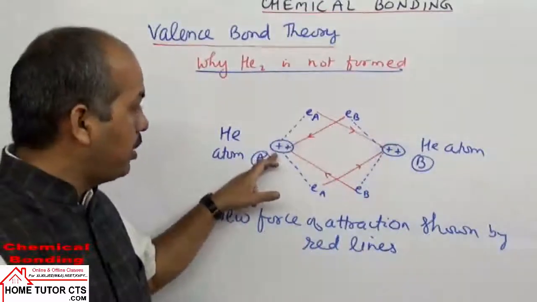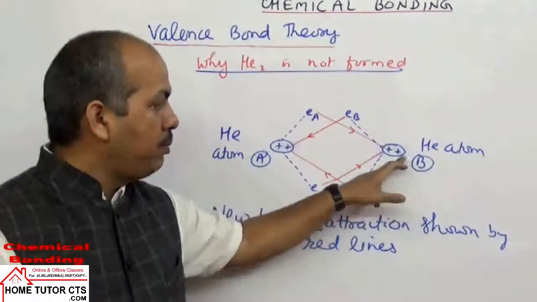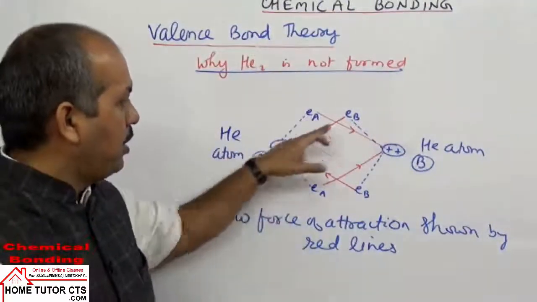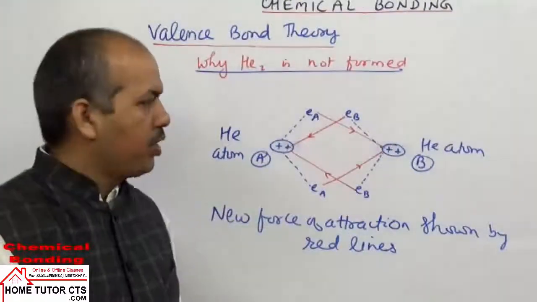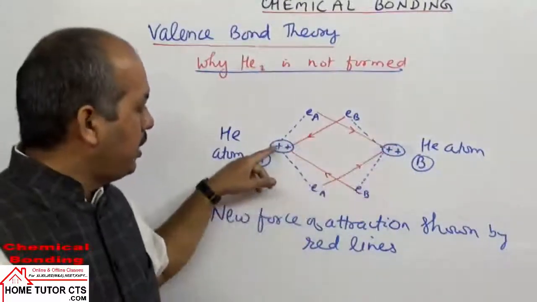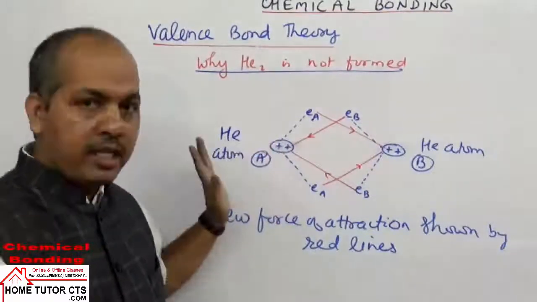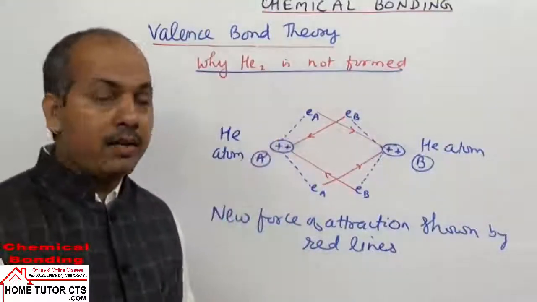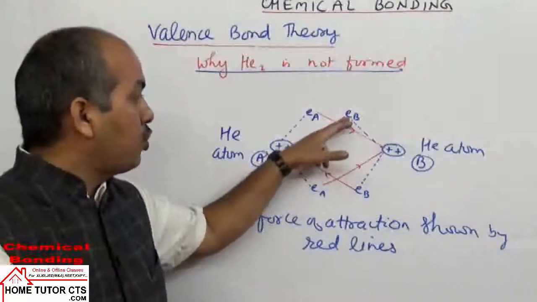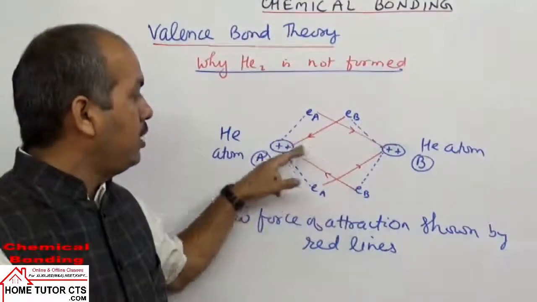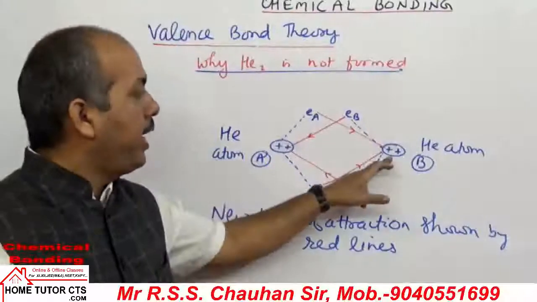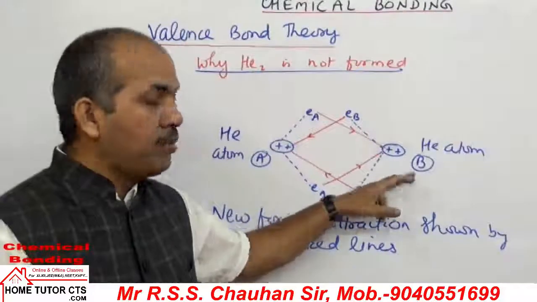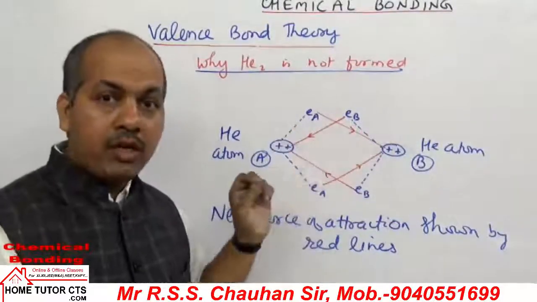It is helium atom A nucleus, helium atom B nucleus. It is two electrons of atom A and 2 electrons of atom B. Now they are having their own interaction. This nucleus attracts these 2 electrons of its own atom. Those are the old interactions, and the new interaction can develop between the electrons of atom B and nucleus of atom A, and vice versa. Electrons of atom A and nucleus of atom B will have attraction for each other.